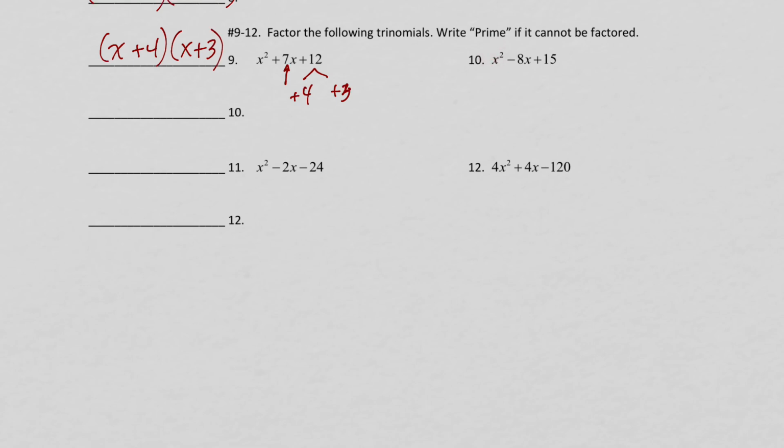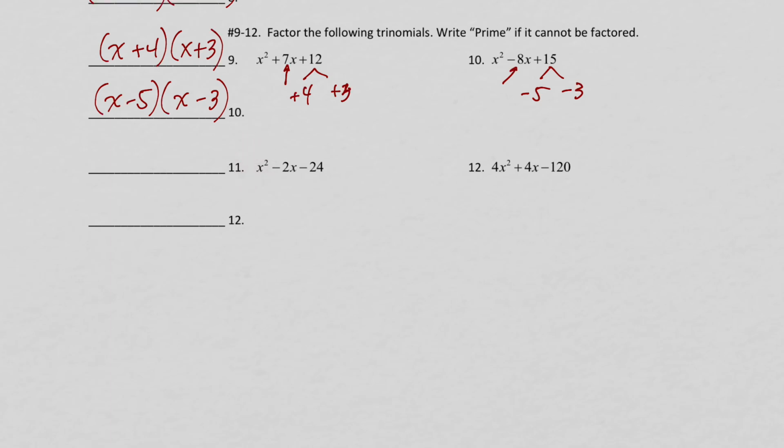There's no leading coefficient, so we're just looking for numbers here that add up to negative 8. So negative 5 and negative 3 multiply to 15 but add up to negative 8. So we have x minus 5 and x minus 3.